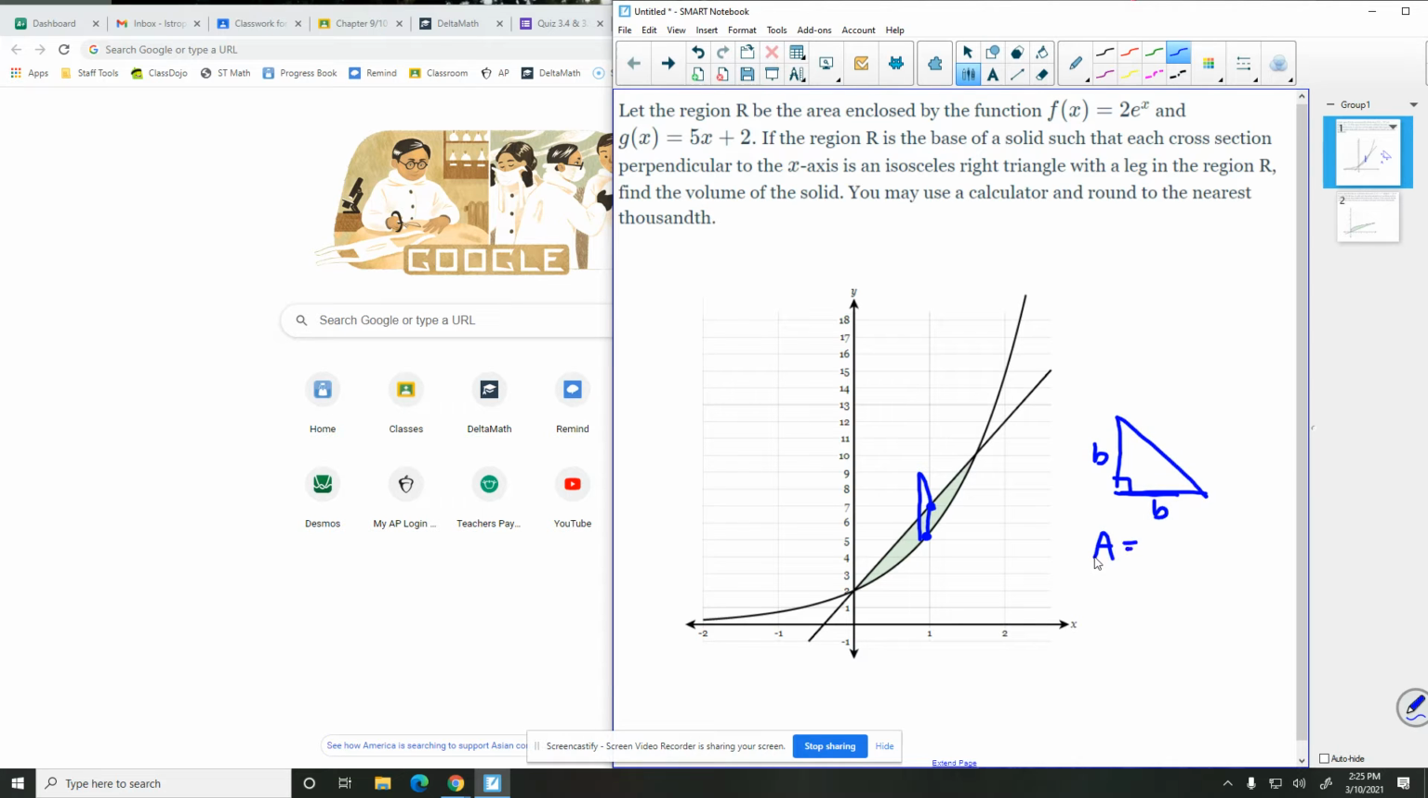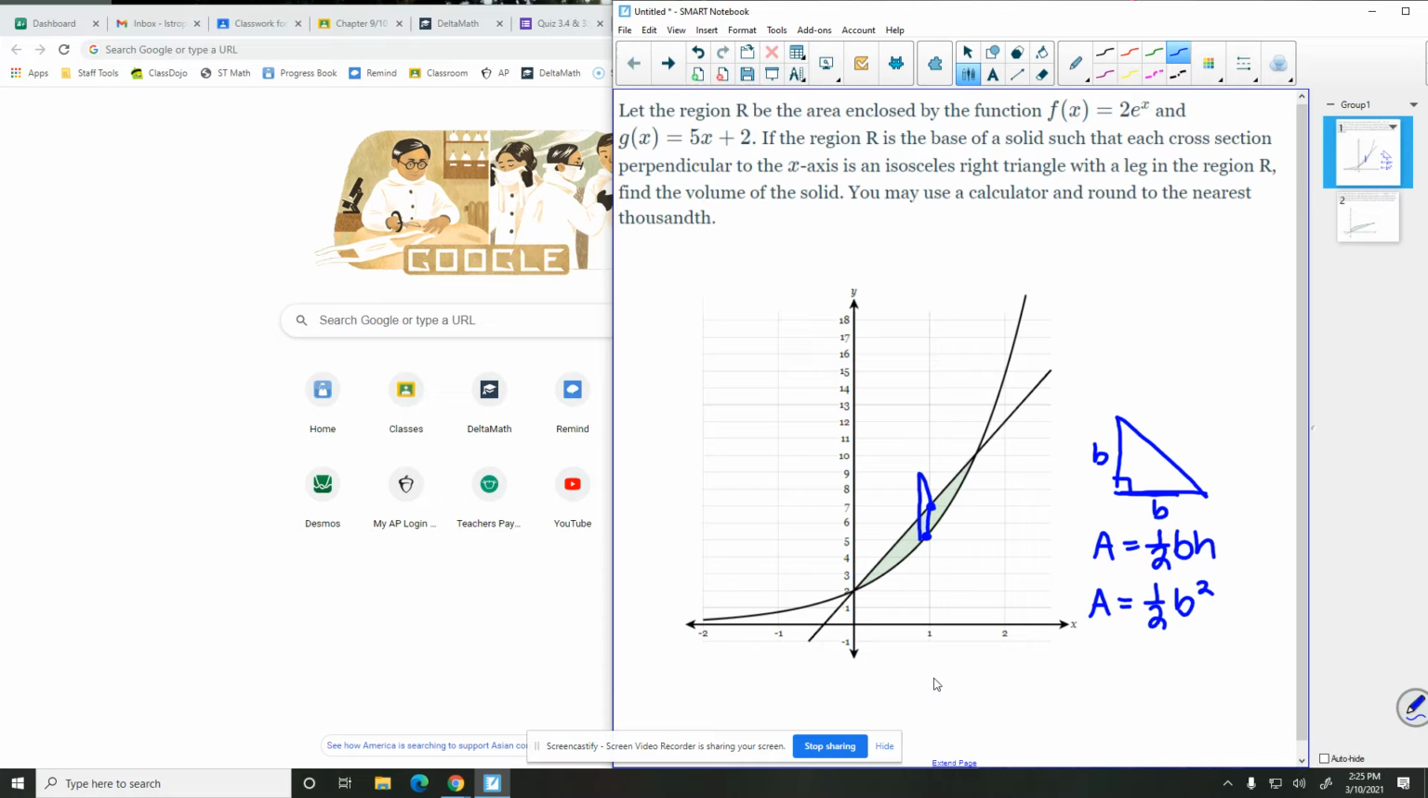Okay, so let's start with how do you find the area of an isosceles right triangle? To find area, you need to compute 1/2 the base times the height. And like I said, in this case, the base and the height are the same measurement, so we could simplify that and call it 1/2 the base squared. All right, that's step 1.